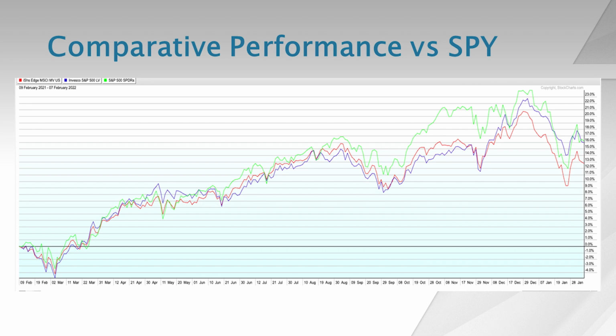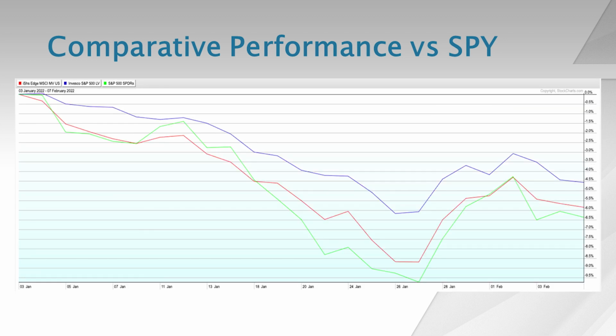Now, on the last two slides, I have the comparative performance. This is comparative performance over the past 1 year. You will see that the Invesco product and the S&P 500 had similar performance. The iShares product was slightly lower. And this is the performance for the current year, 2022. You will see that both these products have outperformed the S&P 500 index.